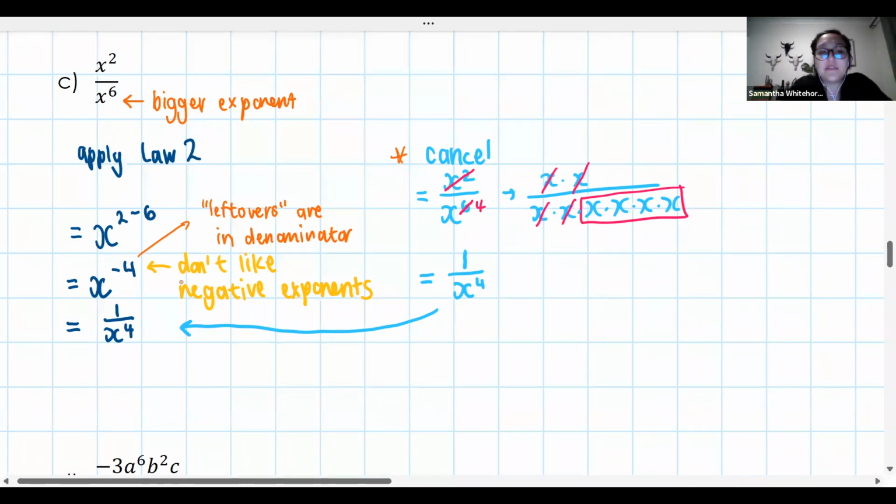So there's a couple different ways that you can deal with negative exponents. Personally, I think canceling is a little bit easier to see where the leftovers go, but it doesn't matter. If you want to subtract your exponents, do it. Just remember, we don't like negative exponents, and so what it means is that we need to move our leftovers to the denominator.